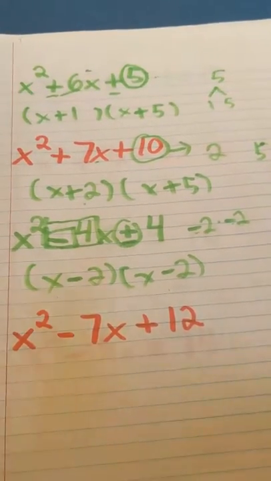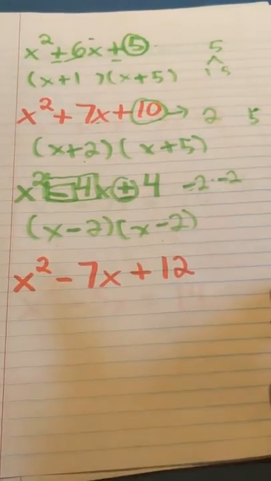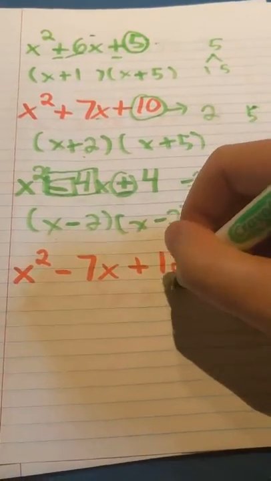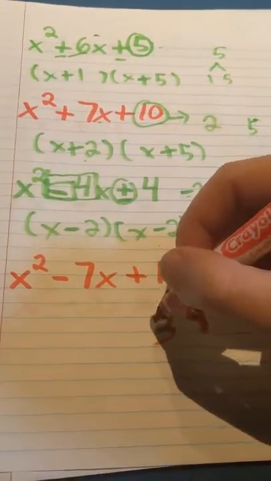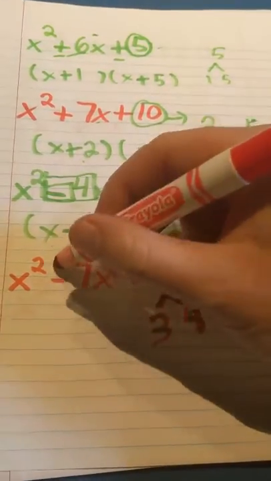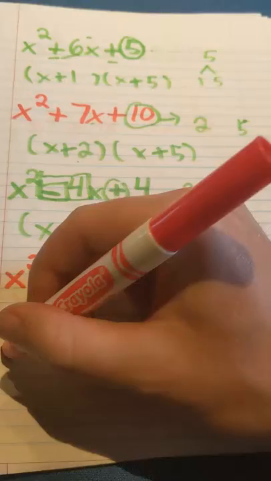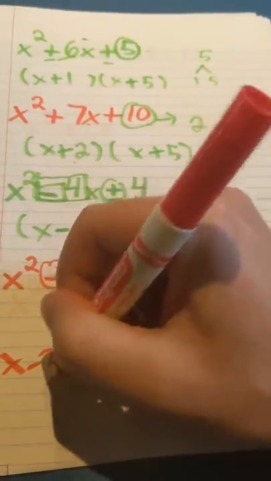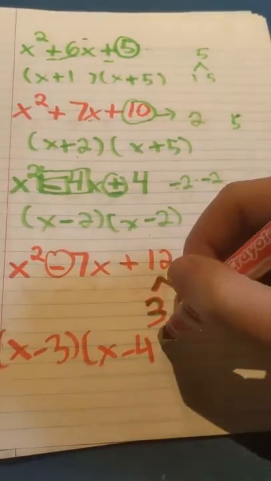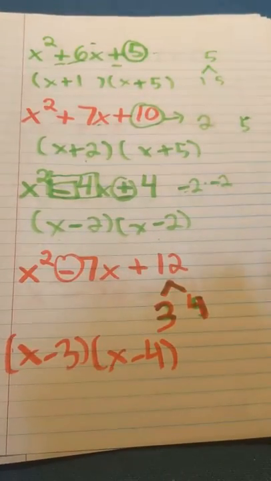So now you do the next one. When you do this, you're looking at what multiplies to give me 12 that can add to give me negative 7. To multiply to give me 12 and add to give me 7 is 3 and 4, and since this is a negative in the middle, they're both negative, so we should get x minus 3 and x minus 4.